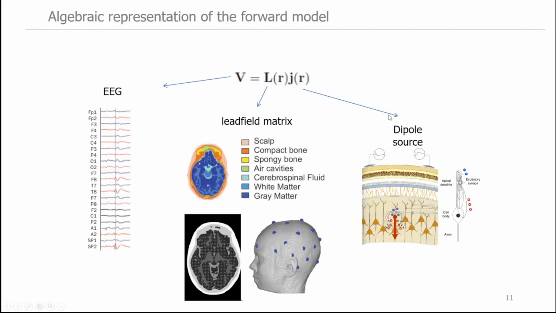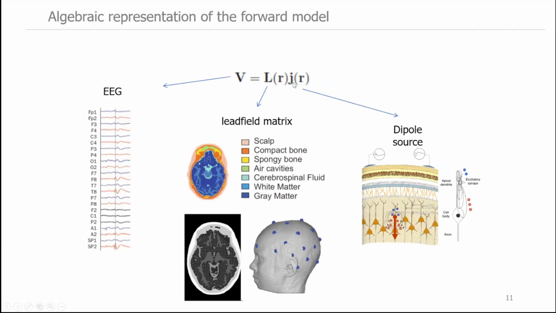Okay, so once you have all of this, so you have the segmentation, the conductivities, my sources are in the gray matter, here are my electrode positions, and the model I use is a dipole, so I use a negative and a positive. Then you can simulate your EEG.